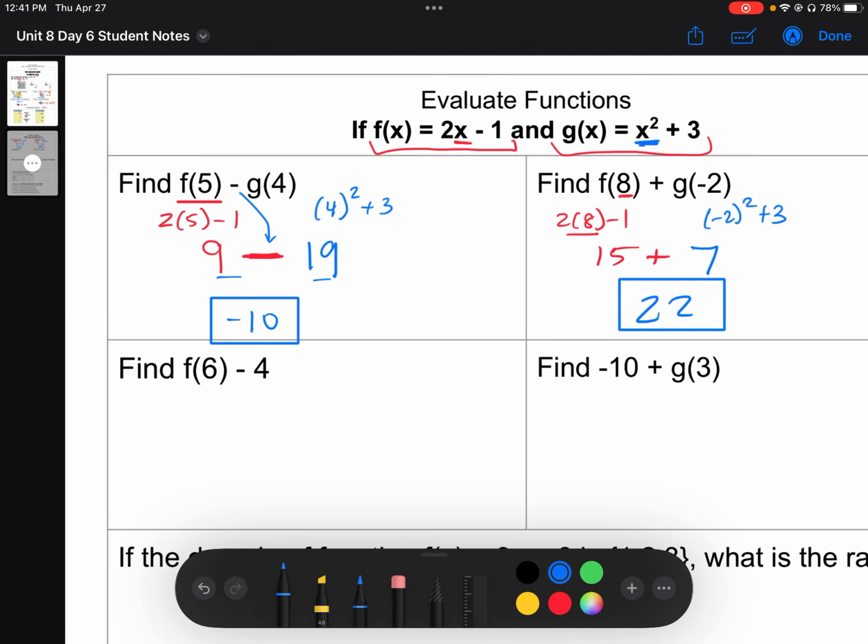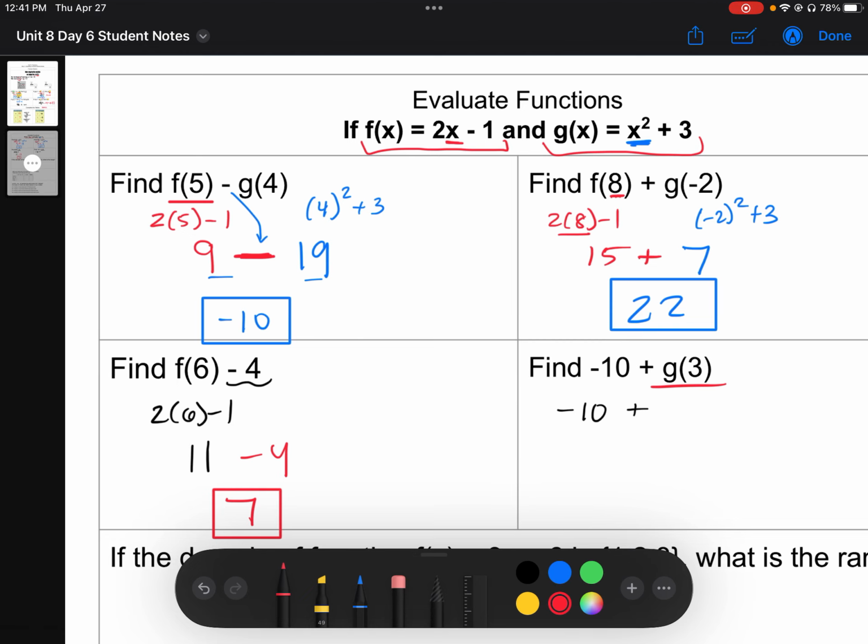Then I've got f of 6. Then take away 4. So first find f of 6. So 2 times 6 minus 1. 12 minus 1 is 11. Then drop down minus 4. 11 minus 4 is 7. Okay, so we've got negative 10, and we're going to add whatever we get when we plug in g of 3. So I've got 3 squared plus 3. 9 plus 3 is 12. So drop down negative 10 plus 12, positive 2.